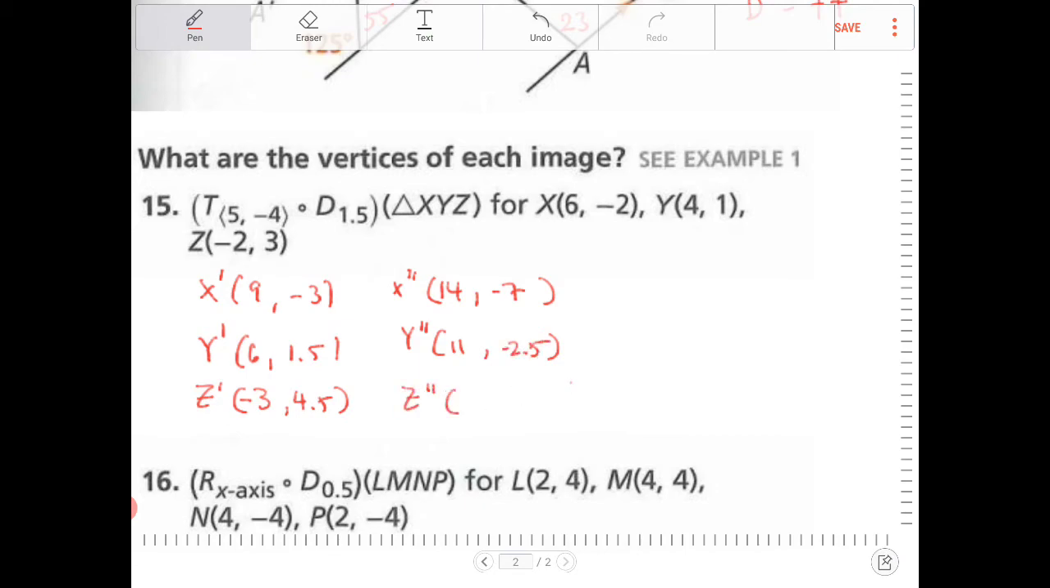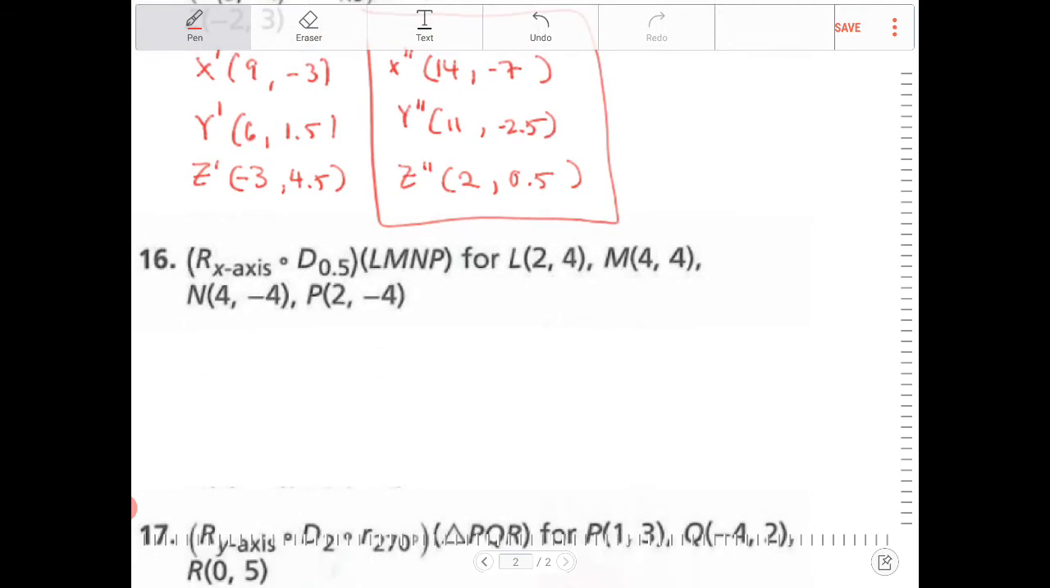And z double prime, negative 3 plus 5, that would be 2. And 4.5 plus negative 4, that would be 0.5. And there you have it. All right, question number 16. Same thing.